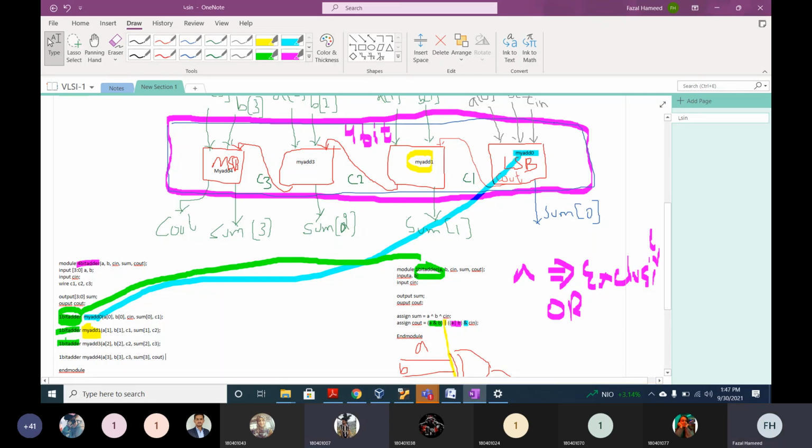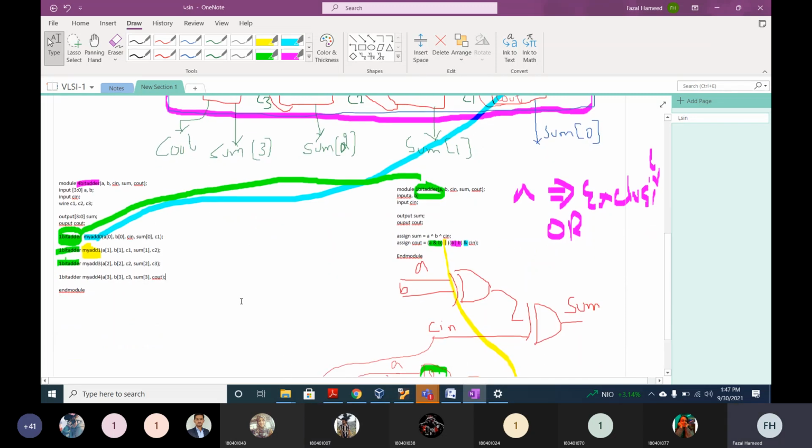Now this is a digital design using a structural description, and in this design we have instantiated 4 1-bit adder, and have connected them in a particular fashion to realize a 4-bit adder. Did you get my point or not? Yes, sir. Okay, so now this is a structural description.